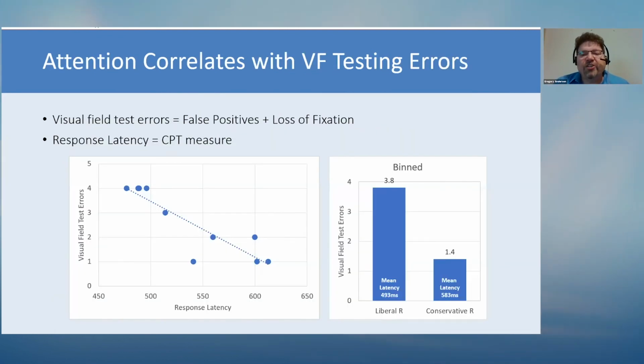Here are the data comparing visual field test errors on the HFA with response latency on the continuous performance test. On the left, we see a strong negative correlation between response latency and visual field test errors, meaning that the slower responders on the CPT made fewer errors on the HFA. On the right, we binned the participants into fast and slow ends of the response continuum to compare the two groups. As you can see, the fast responders' average latency is below 520 milliseconds, and they made an average of almost 4 errors on the HFA, while the slow responders averaged only 1.4 errors.